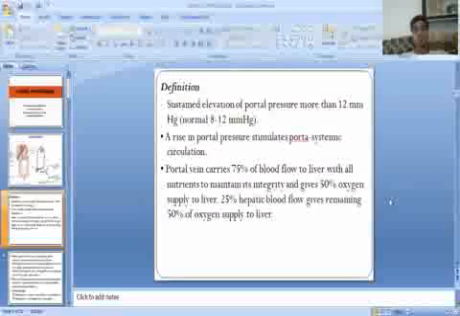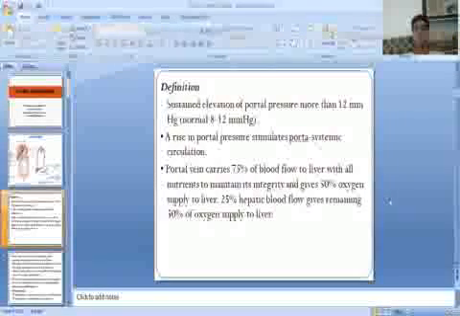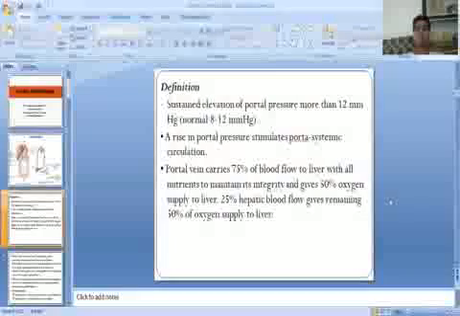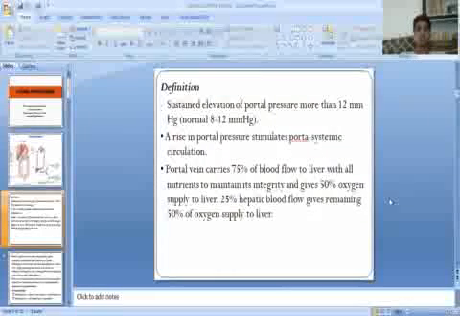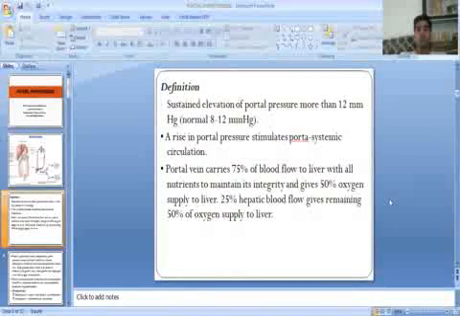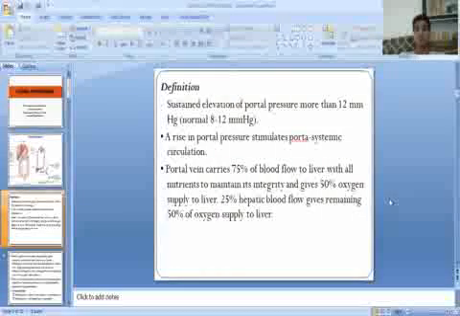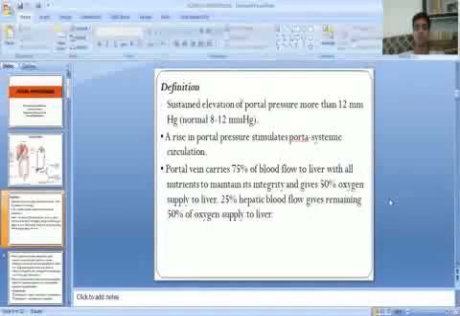The portal vein carries 75% of blood flow to the liver with all nutrients to maintain its integrity and gives 50% of the oxygen supply to the liver. The hepatic artery gives 25% of hepatic blood flow and the remaining 50% of the oxygen supply to the liver.